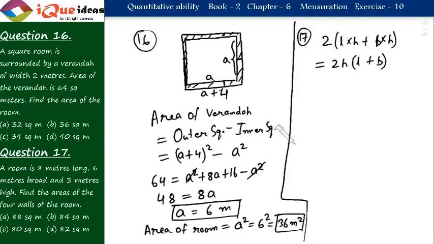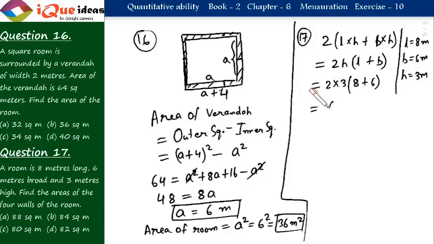Here it is already given that L is equal to 8 meters, 6 meter broad, so B is equal to 6 meter, 3 meters high, so H is equal to 3 meter. Put the values here. So 2 into 3 into L plus B, which is 8 plus 6. So it is 2 into 3 is 6 into 14, which is 84 meter square. So the area of the 4 walls will be 84 meter square. That's it.